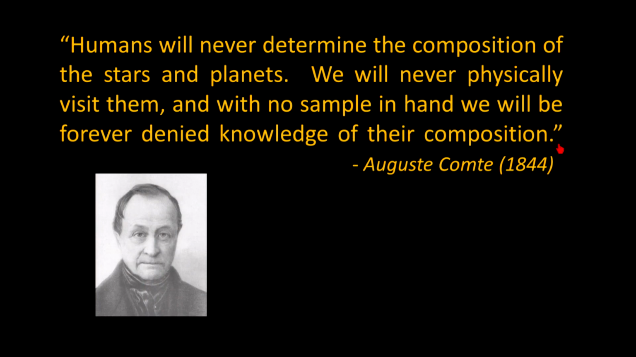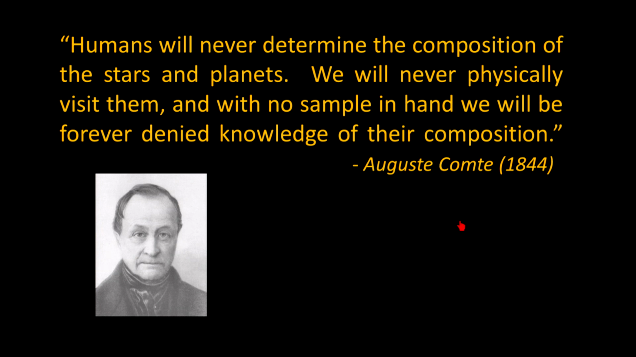So I want to start with a quote. And this is a quote from a scientist who lived in the middle part of the 19th century. His name was Auguste Comte. And in 1844, he was basically sharing the idea that we thought in the scientific community that we might never know what something is made out of, because as you can see in his quote, he says that humans will never determine the composition of the stars and planets because we will never physically visit them, and with no sample in hand, we'll be forever denied knowledge of their composition.